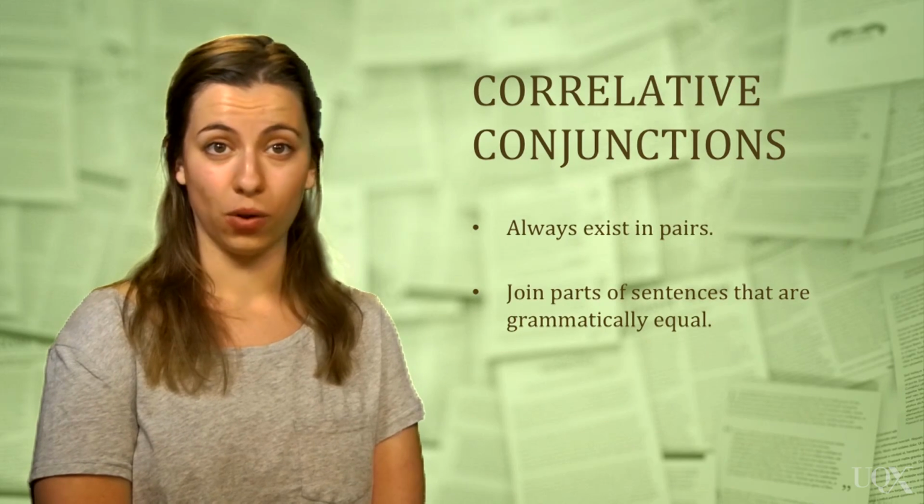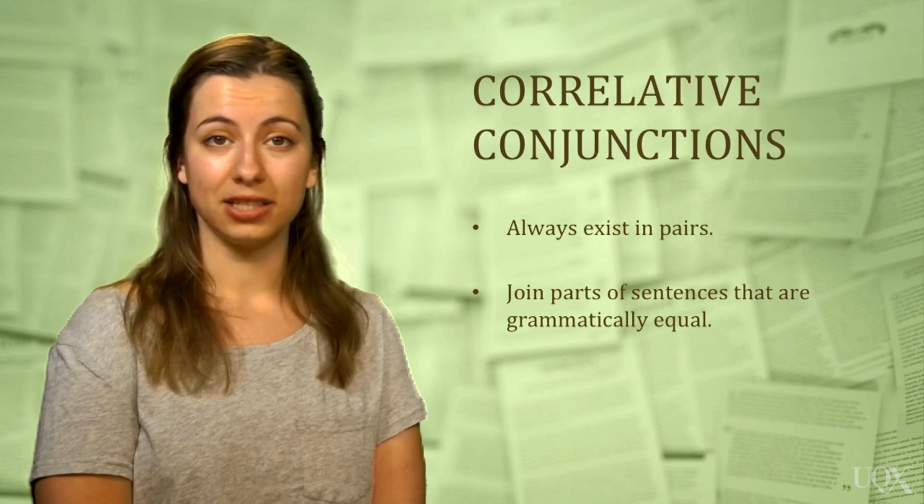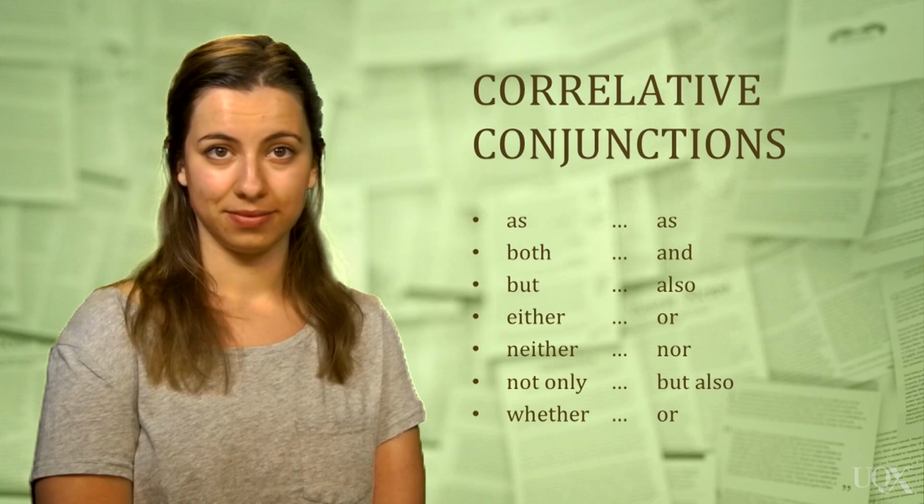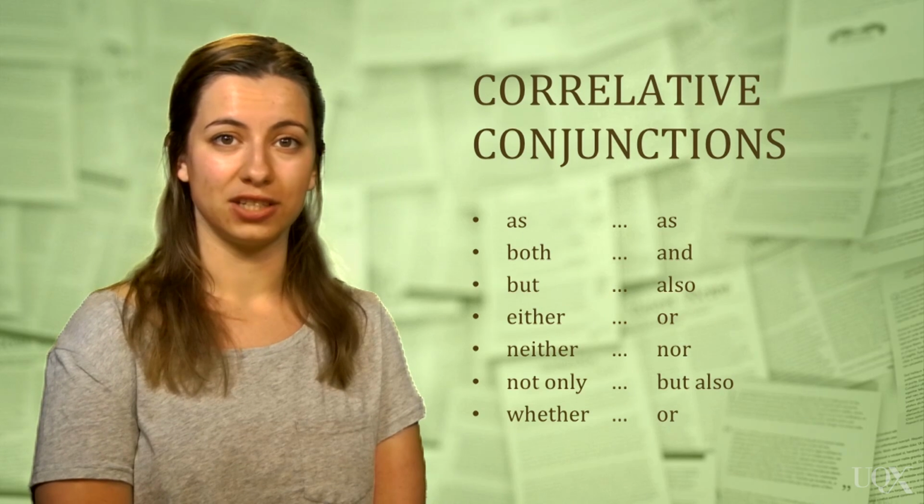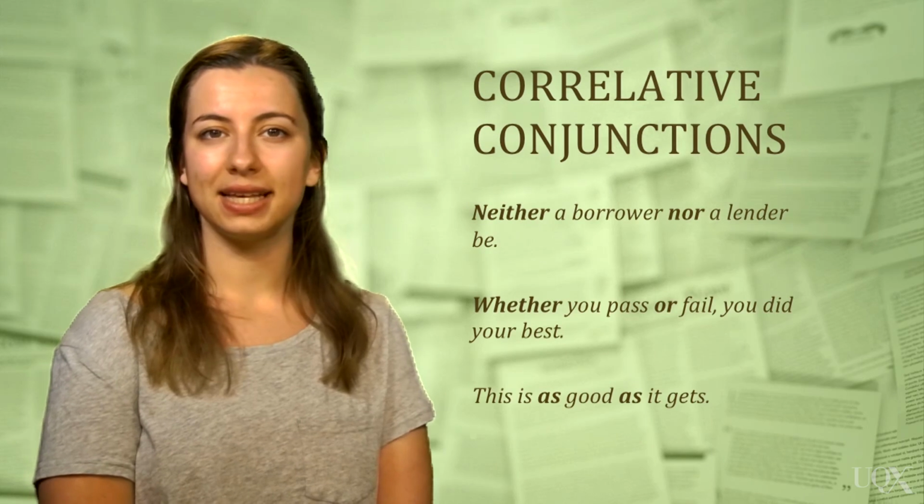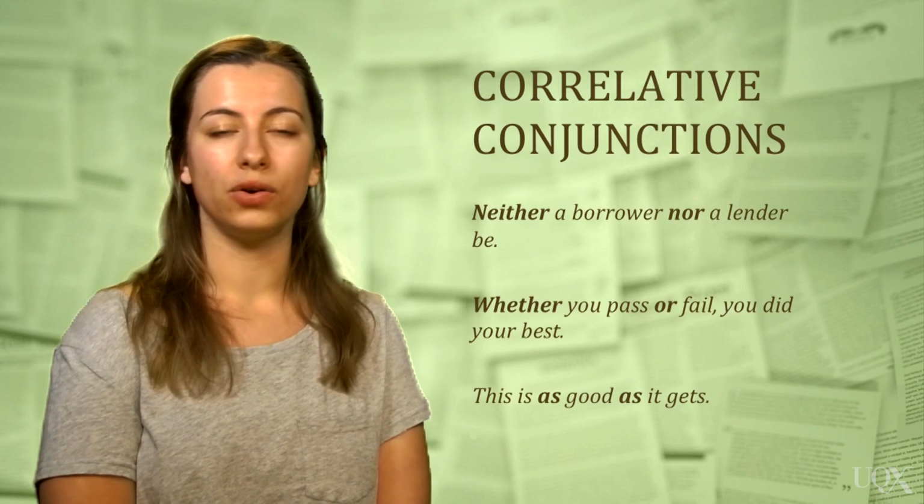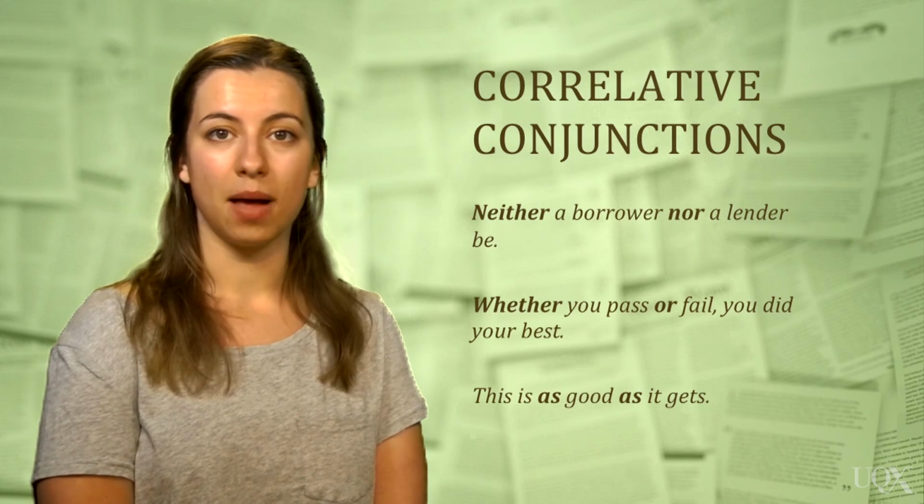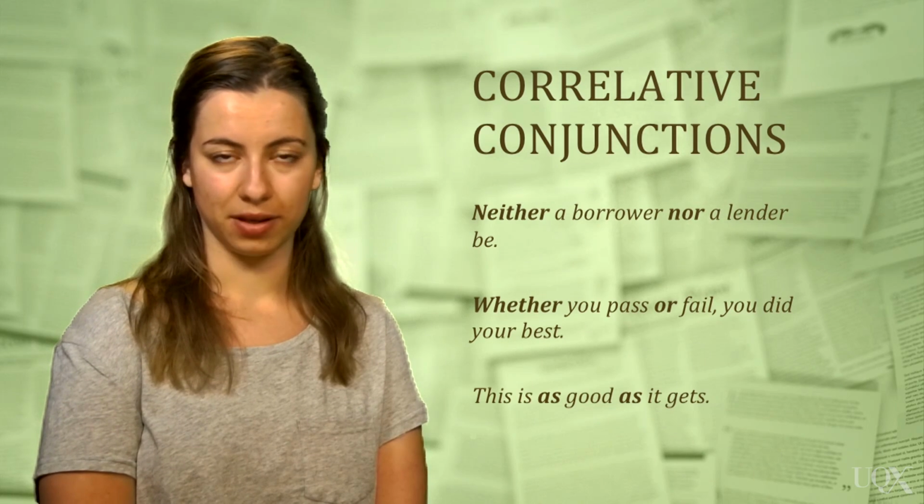Correlative conjunctions always appear in pairs. They serve to join grammatically equal parts of sentences. Here are some correlative conjunctions that you're probably quite familiar with. Take the example, "Neither a borrower nor a lender be." The neither nor correlative conjunction establishes a negative relationship.